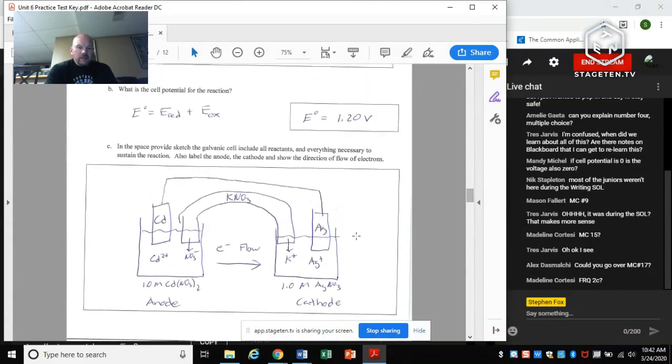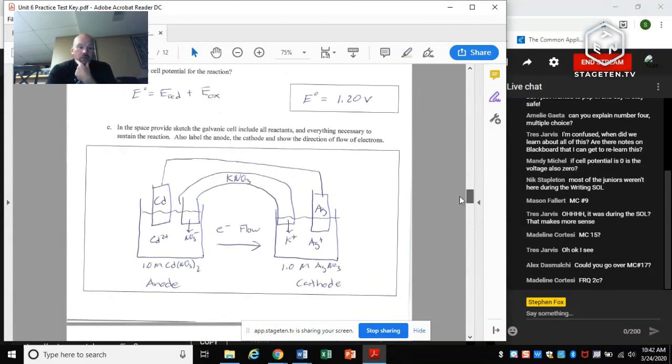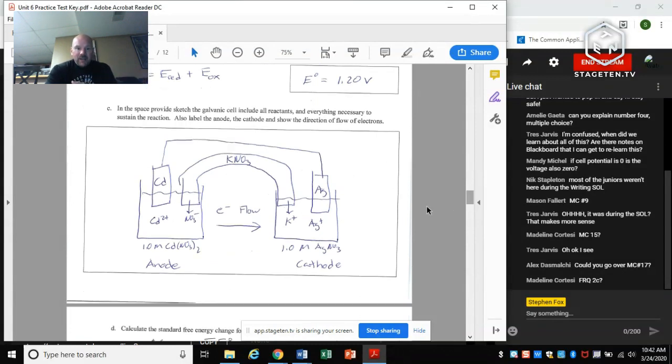This is what our battery essentially needs to have. Now, a couple of questions you could be asked later on is, what happens to the cadmium electrode over time? The cadmium electrode is going to lose mass, and the silver electrode is going to gain mass over time, because silver ions plate onto the silver at the cathode, but cadmium atoms dissolve into solution as cadmium 2 plus ions as they push electrons away from them. Okay.